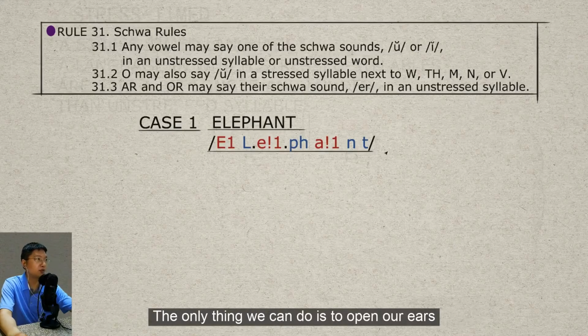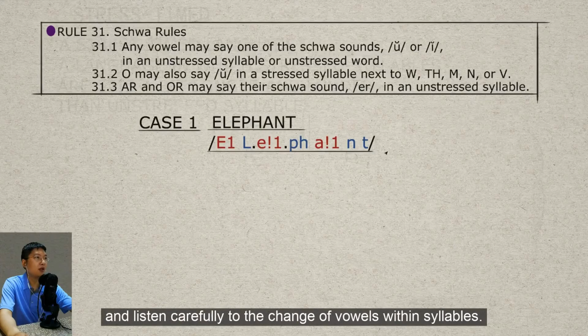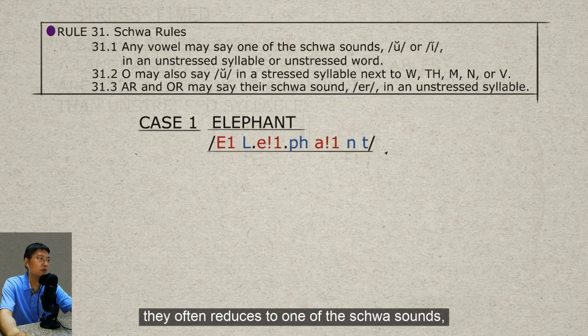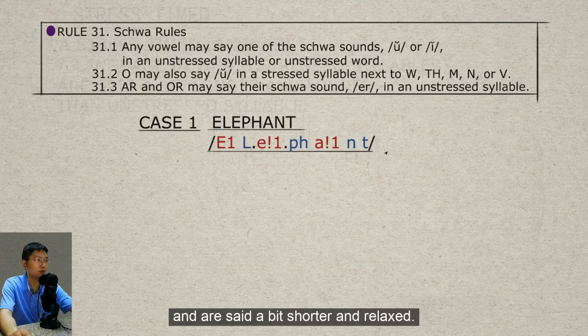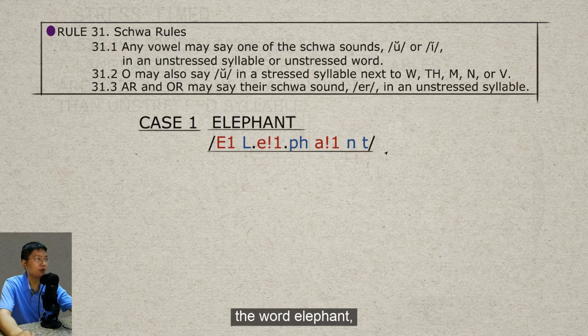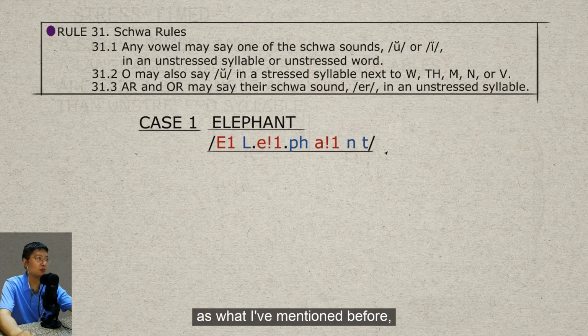The only thing we can do is to open our ears and listen carefully to the change of vowels within syllables. For those vowels in stressed syllables, they are often said a bit longer and louder, but for those vowels in unstressed syllables, they are often reduced to one of the schwa sounds and are said a bit shorter and relaxed. For example, the word elephant, as I've mentioned before, has 3 syllables.